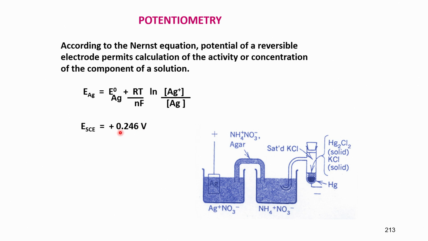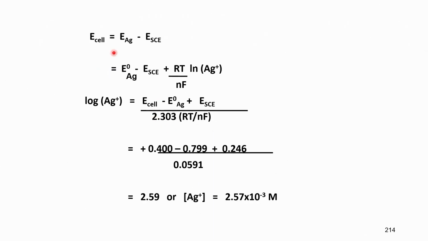So, if I have a system something like this, this is agar. Agar is nothing but something like gelatin, that is how salt bridges are made. So, I can write the half cell equation reaction for E_Ag is equal to E naught Ag plus RT by nF ln Ag plus by Ag, and for E_SCE I do not have to write the equation, but I know the value from the books. So, I can write E cell is given by E_Ag minus E_SCE.